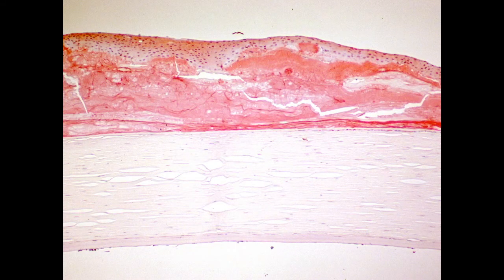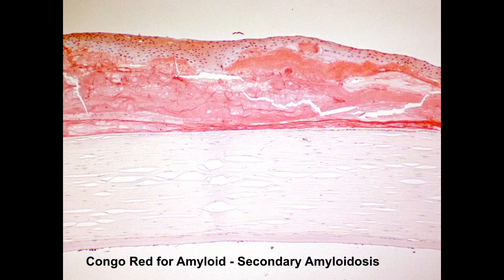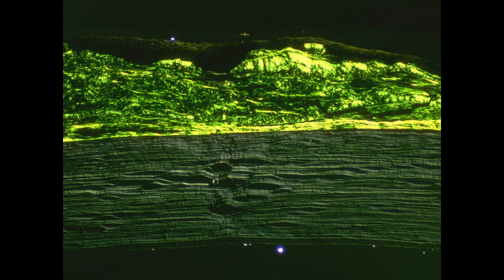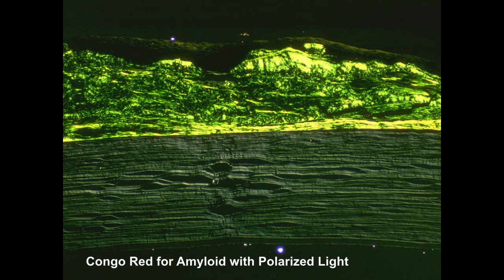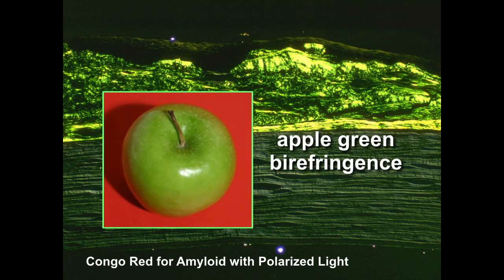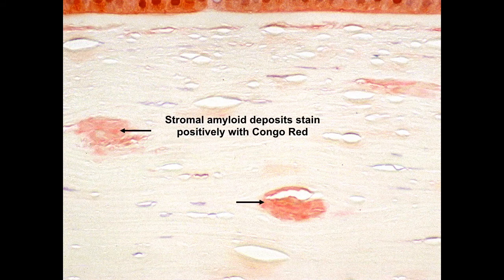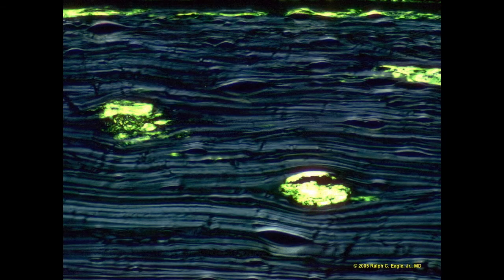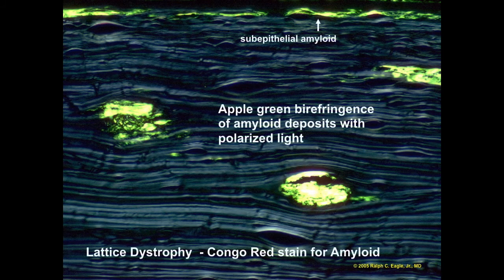This is a case of secondary amyloidosis beneath the corneal epithelium, which stains intensely with the Congo red stain for amyloid. When the specimen is viewed with polarization microscopy, the amyloid exhibits a characteristic apple-green birefringence. In lattice corneal dystrophy, deposits of abnormal TGFBI protein form linear deposits of amyloid. These stain with Congo red and also show characteristic apple-green birefringence.